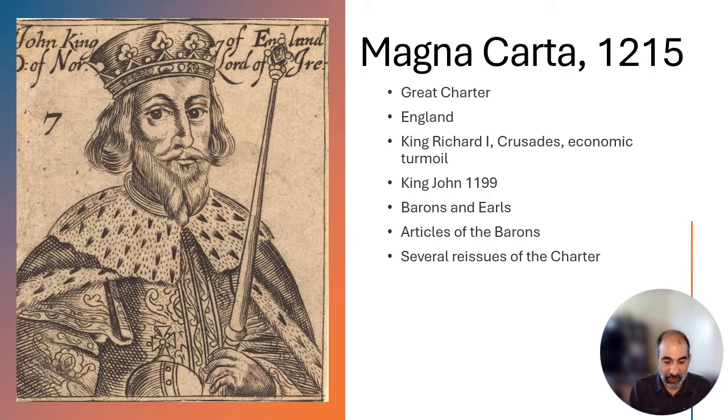And the way it developed, how we got Magna Carta, has to do with multiple factors. But one factor is there was a man named King Richard the Lionhearted. He was involved in the Crusades, which created a lot of economic turmoil for England. The Crusades weren't cheap, and he had to tax a lot of people, and it especially upset a lot of the nobles and barons and nobility inside of England. And so he dies in 1199.